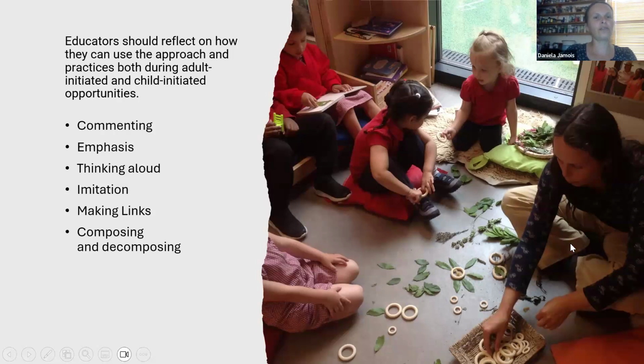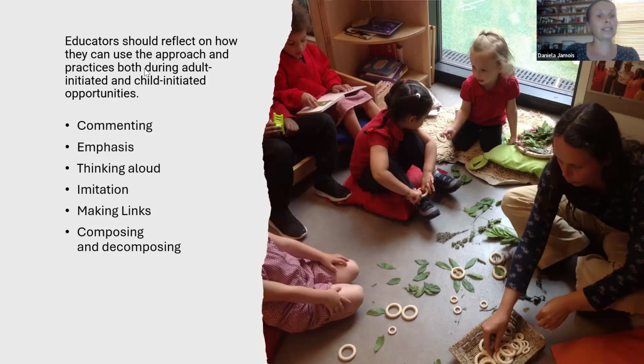So educators should reflect on how they can use the approach and practices both during adult initiated and child initiated. So that awareness of how important it is to use both adult-led and child-led. They don't say the ratio, the old ratio that we used to stick by of 80 to 20 is not necessarily recommended. I still have that in the back of my mind because it supports me in making sure that the adult directed doesn't take over and that the adult supported is not marginalized.